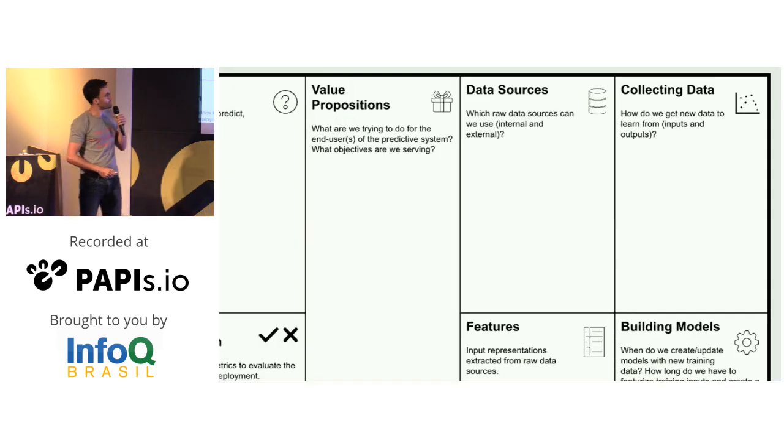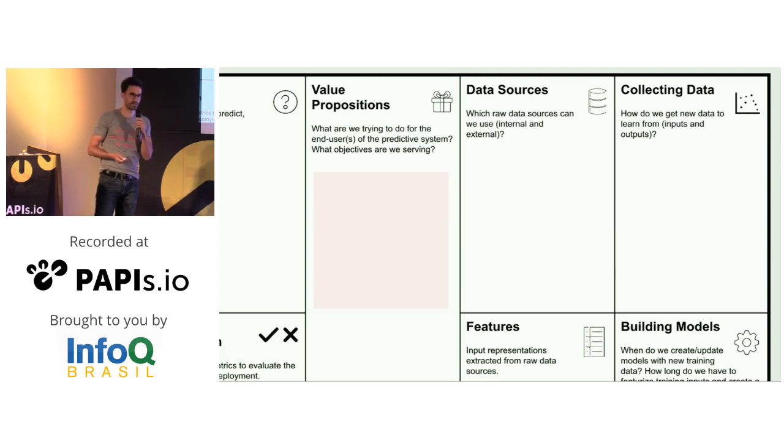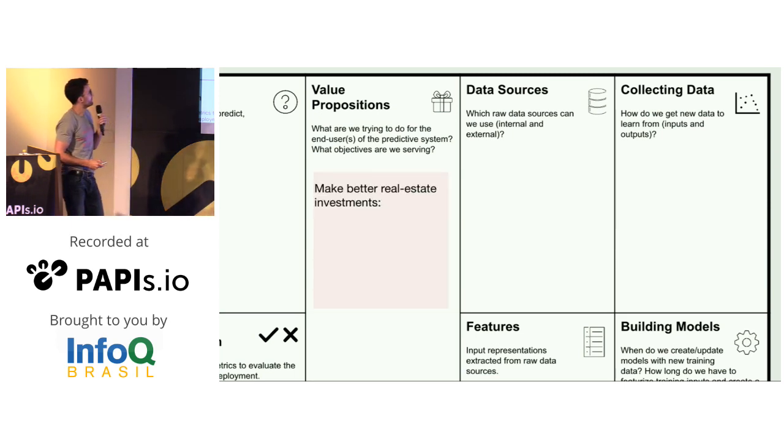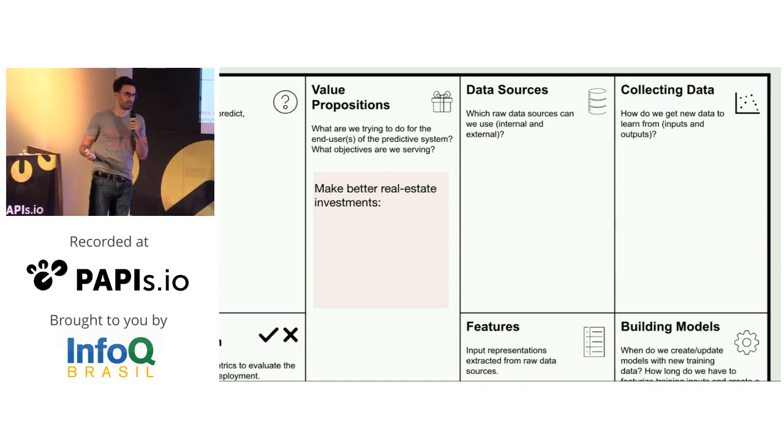So let's start with value proposition. And again, we're in this real estate example. So one idea, what could we do with these predictions? One idea I had, and I think that's similar to what Paul Peterson presented last year at PAPIs in São Paulo. You could use those predictions to make better real estate investments.